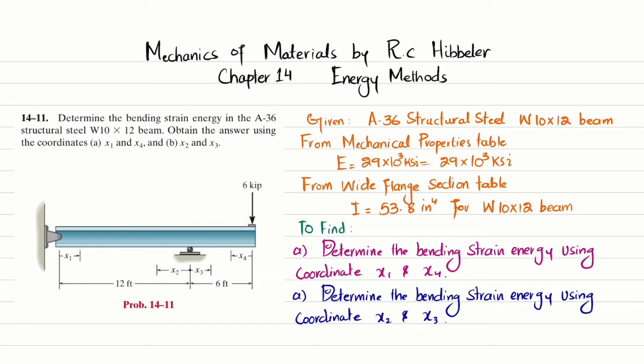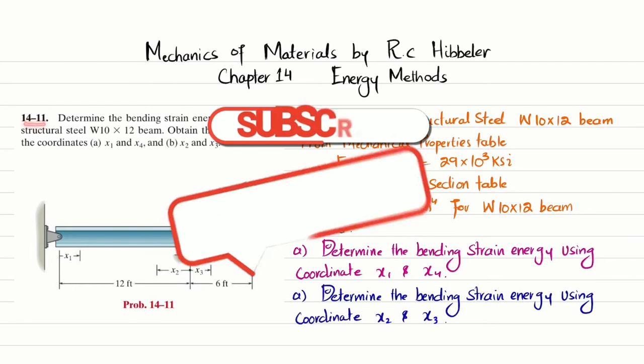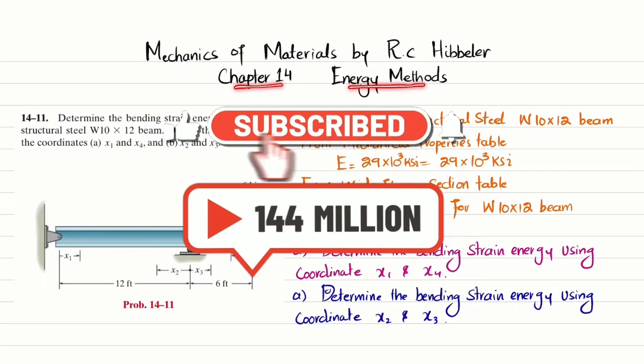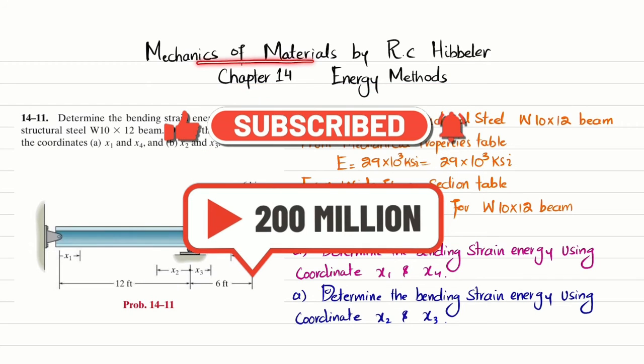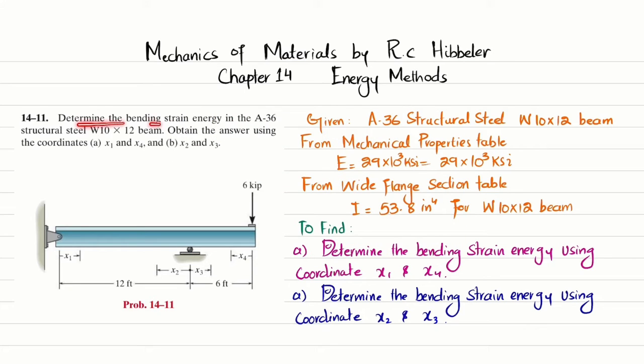Welcome back. Problem 14-11. This problem is taken from chapter number 14, Energy Methods, and the book name is Mechanics of Materials by R.C. Hibbeler. The statement is: determine the bending strain energy in the A-36 structural steel W10x12 beam. Obtain the answer using the coordinates x1 and x4, and then x2 and x3.